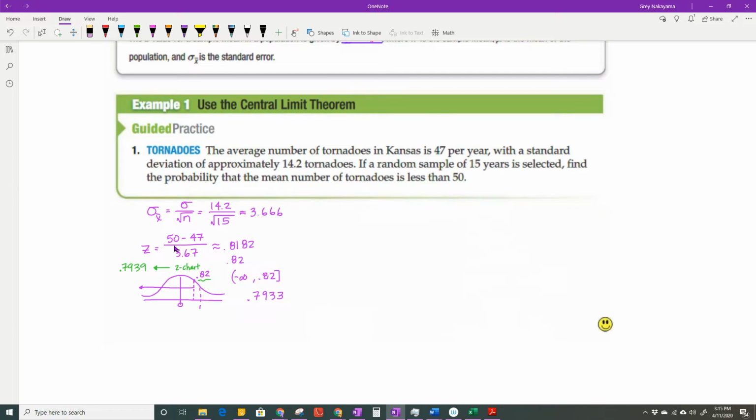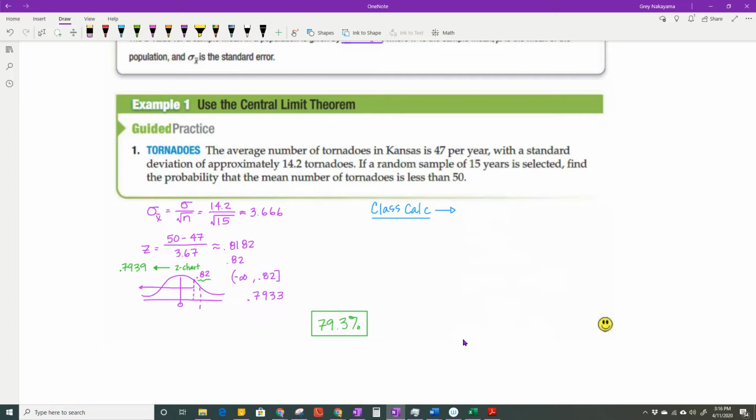So if we were answering the probability, my answer is going to be 79.3%. But if you have something that is 79.4%, that is fine also, because I know you're using the z-chart. Now, let me go refresh your mind on how to do it with ClassCalc.